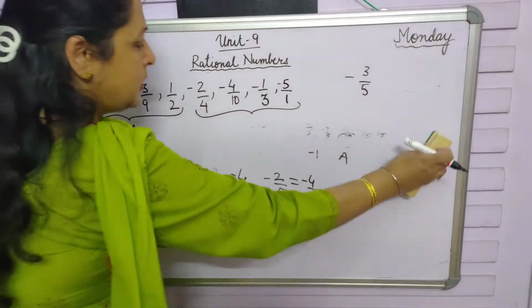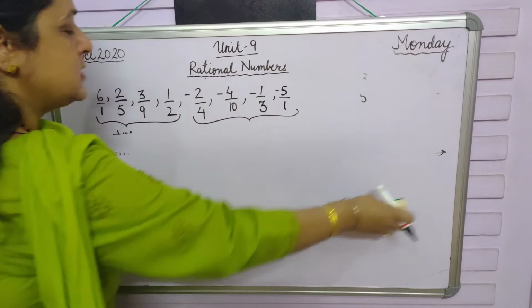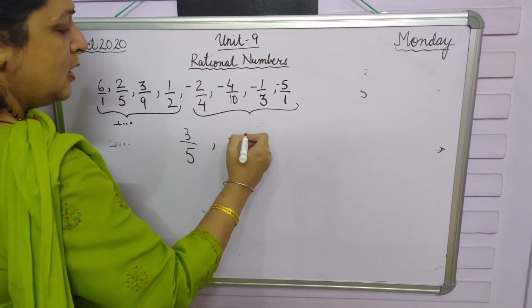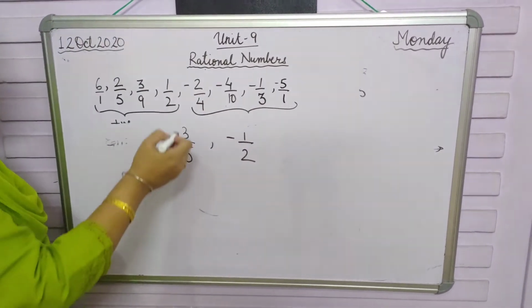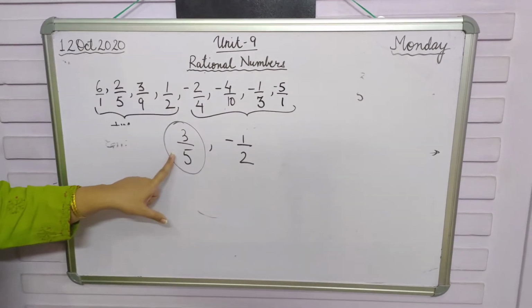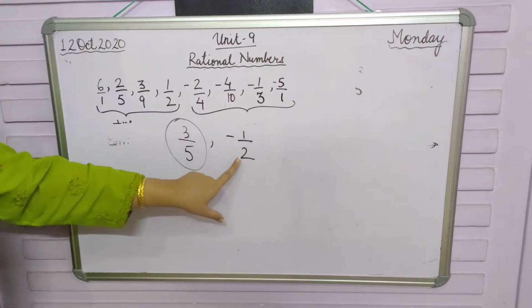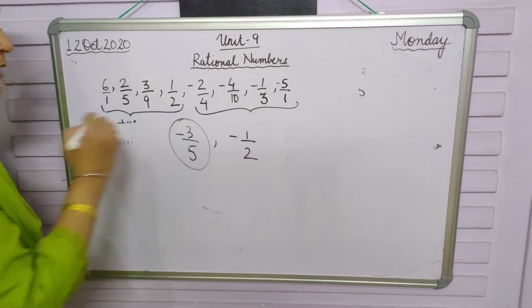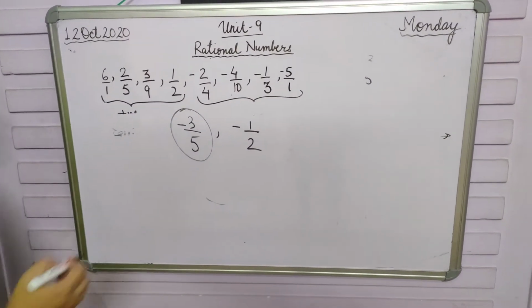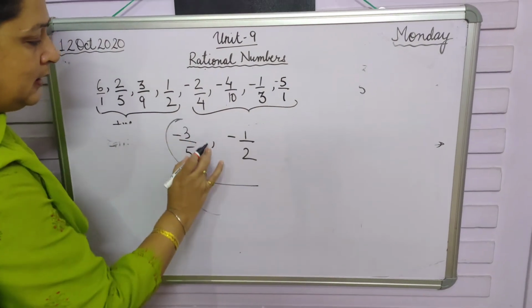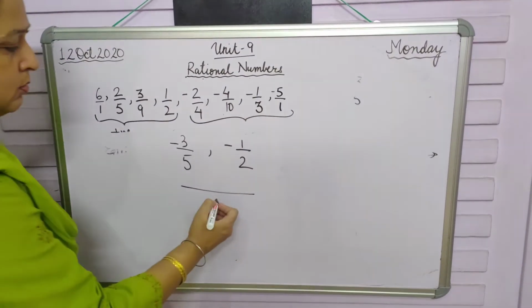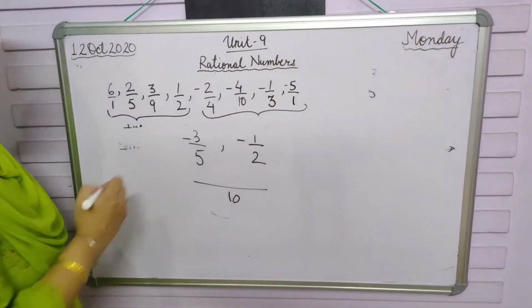If I have two rational numbers and one is positive and the other is negative, suppose I have 3 by 5 and say minus 1 upon 2, automatically we can say that the positive number is greater, because a positive number is always greater than a negative number. But if I have two negative numbers, then they can be compared just as we do in case of fractions, by making their denominators the same. You can do it by cross multiplying also.